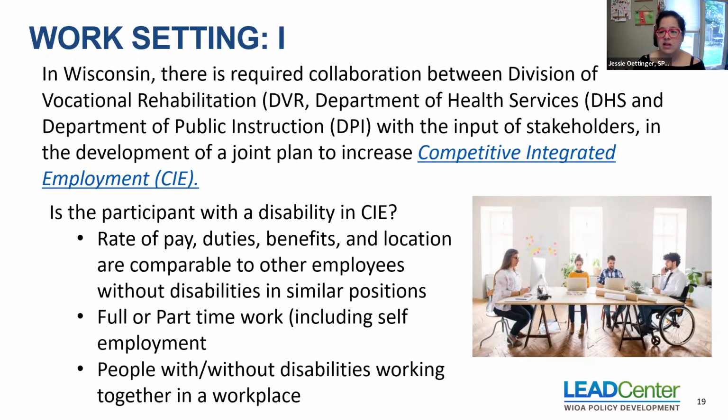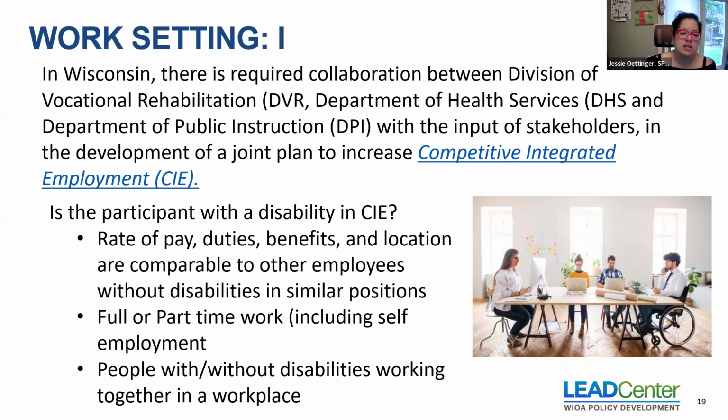So competitive integrated employment is like a regular mainstream job where somebody is being paid competitive wages and they're working in a mainstream work environment. And that's where things are moving. That's sort of the gold standard.